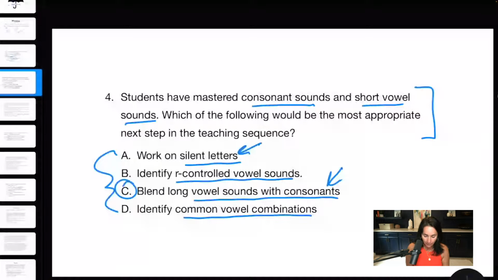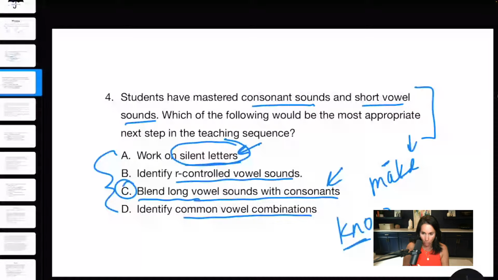Silent letters would probably come after blending long vowel sounds because we still want to work on those long vowel sounds. We don't really know why they're long yet. Silent letters, something like that could be M-A-K-E, right? And that would be the long vowel sound there. But silent letters could also be like this in the word no, right? The K is silent. That is more advanced than blending long vowel sounds with consonants, okay?